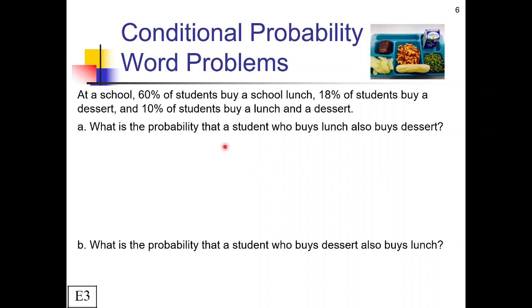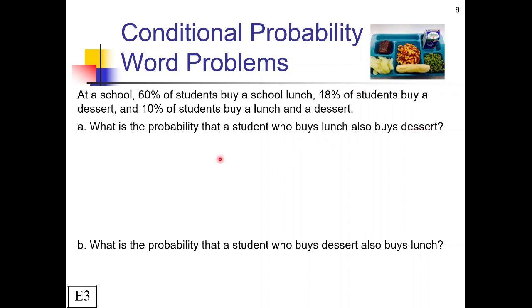For this next problem, we don't have a table. Instead, we just have kind of a word problem sort of setup here. At a school, we have 60% of students buying school lunch, 18% are just buying dessert, and then 10% of the students buy both a lunch and a dessert like we see on this plate right here. So we want the probability that a student who buys lunch also buys dessert. So this is a conditional probability setup. We're basically saying, given that you're buying lunch, what's the probability you will buy dessert?